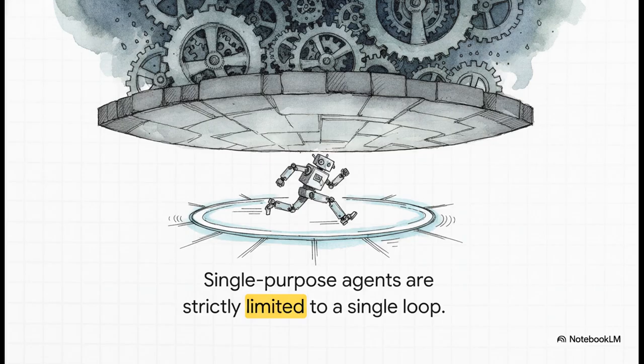But they hit a hard ceiling. Why? Because they don't plan multiple steps ahead, and they absolutely do not proactively correct their own mistakes if something goes wrong. If that order tracking API we just talked about goes down, the agent just throws an error, says it can't help you, and stops cold. It doesn't try to find another way around the problem.